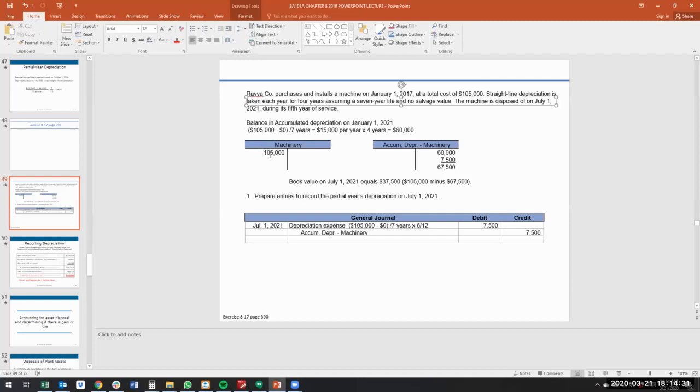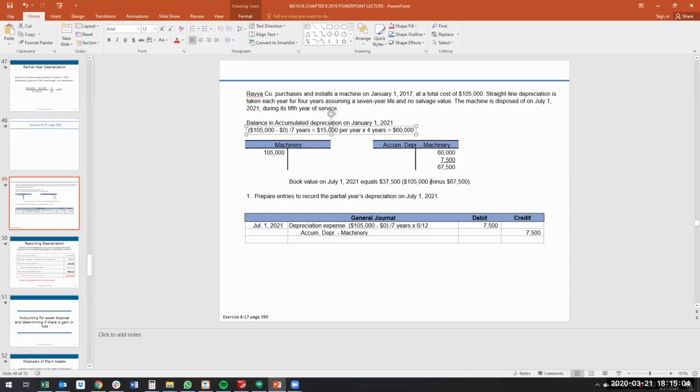So first, we have to figure out what's the value of the machinery at this time, right? Value of machinery, balance of accumulated depreciation, we just take the 105,000 minus the salvage value, which is nothing, divided by 7 times 4 to get our 60,000. 105 is the book value, $0 is the salvage value, 7 years is the useful life. That's 15,000 a year is this calculation times the 4 years it's been in service to determine how much accumulated depreciation we have, 60,000.